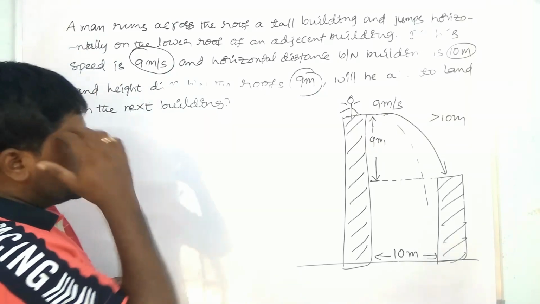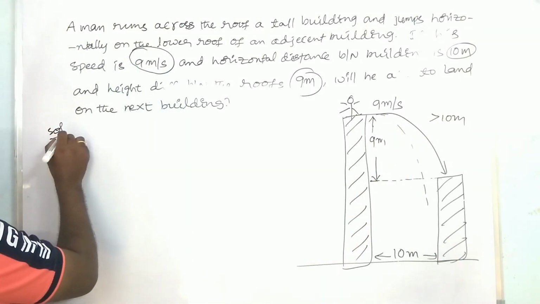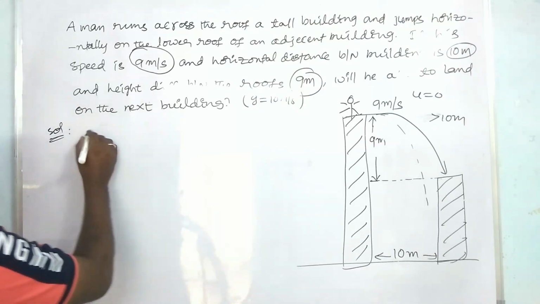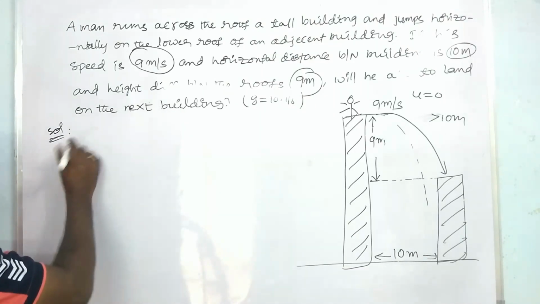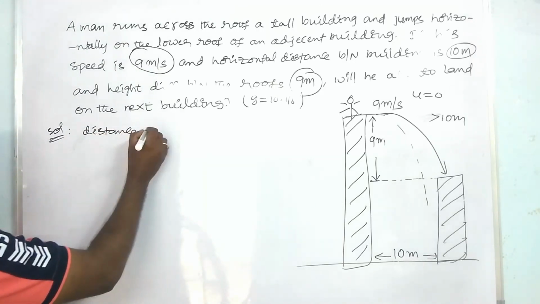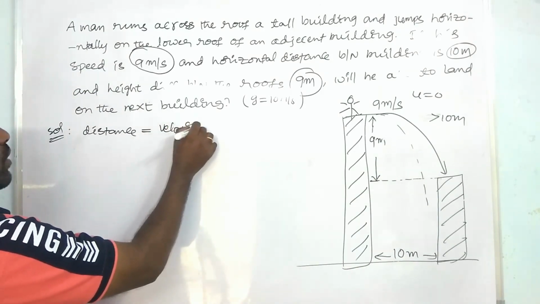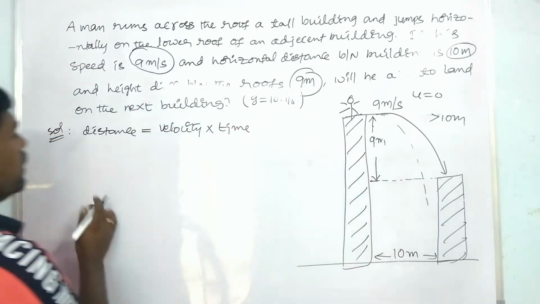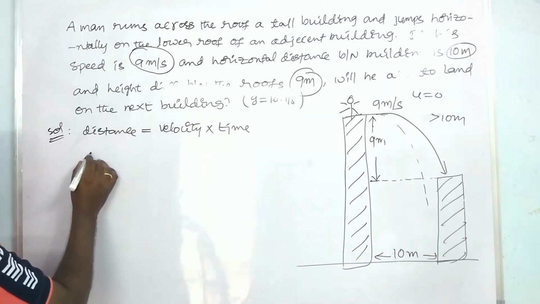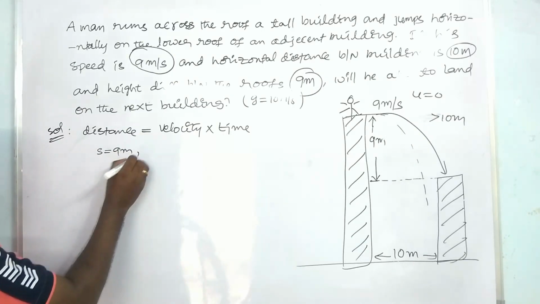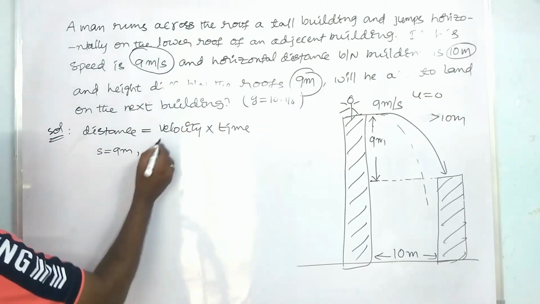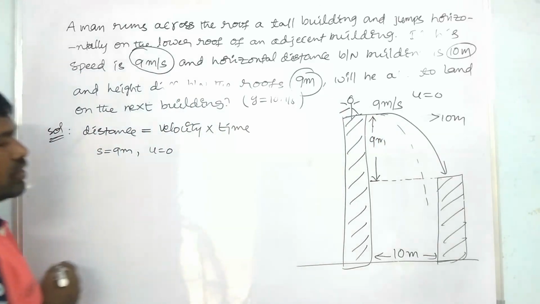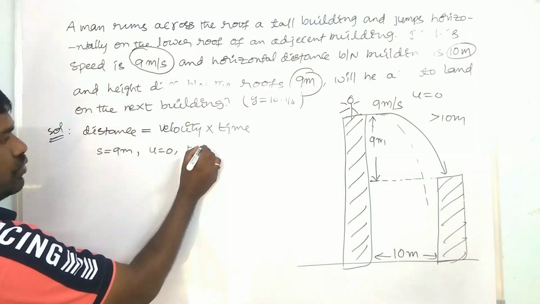Okay. So let us find the distance traveled by the person. Solution: the distance traveled by the person is equal to velocity into time of fall, that is, velocity into time. The time is the time taken to fall down. The height he falls is 9 meters, which is already given to us. And the initial velocity u is equal to 0, since he is standing at the top of the building. The time we need to find.